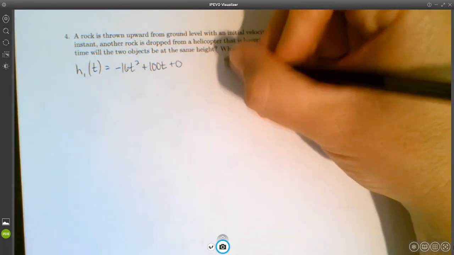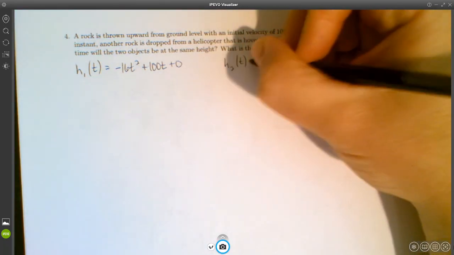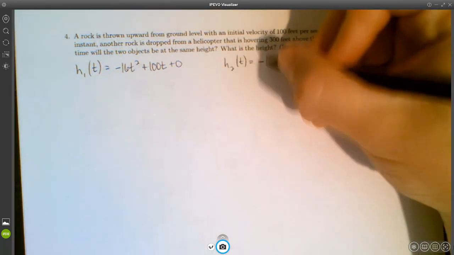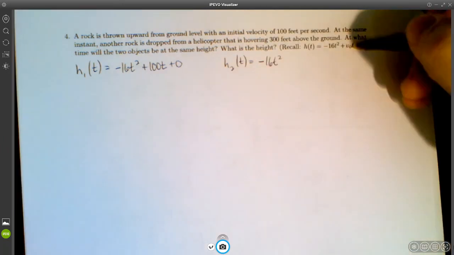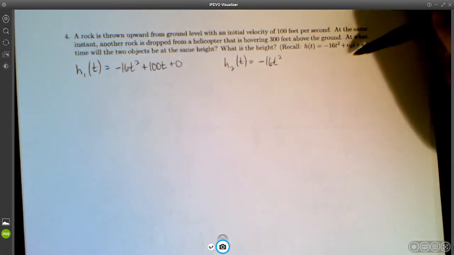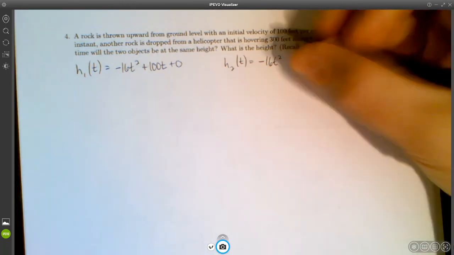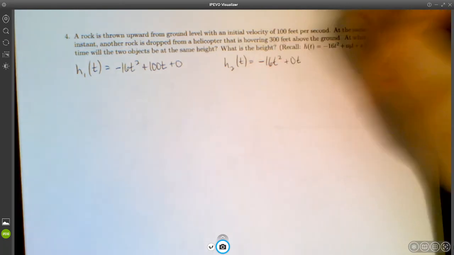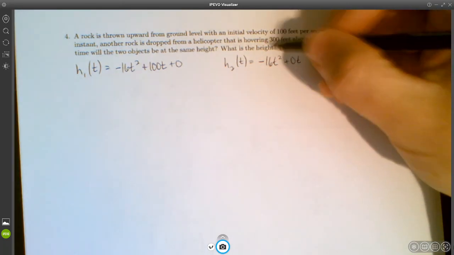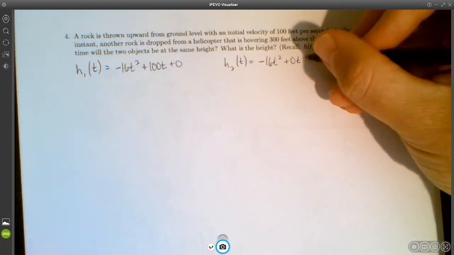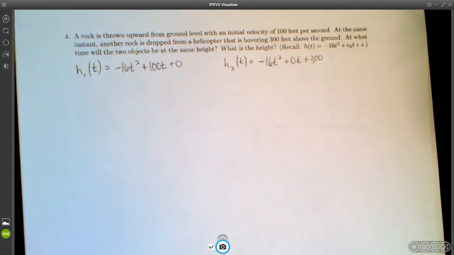And the height of the other rock is going to be negative 16t squared. It says that it's dropped from the helicopter. It's not thrown, so the initial velocity is 0. But it's hovering 300 feet above ground, so its initial height is 300.